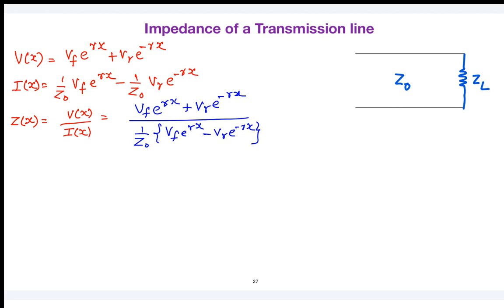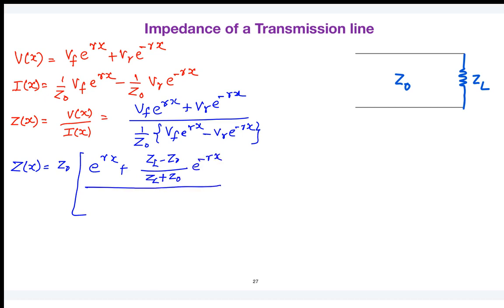Take V_F common in the numerator and denominator and it gets cancelled. So what you are going to get for Z of x: Z0 will go to the numerator, with e power gamma x, and when you take V_F common from the numerator you have V_R by V_F here. V_R by V_F is nothing but your reflection coefficient, which you already know: ZL minus Z0 by ZL plus Z0. Same thing for the next term: e power gamma x minus, with V_R by V_F, so ZL minus Z0 by ZL plus Z0, e power minus gamma x.